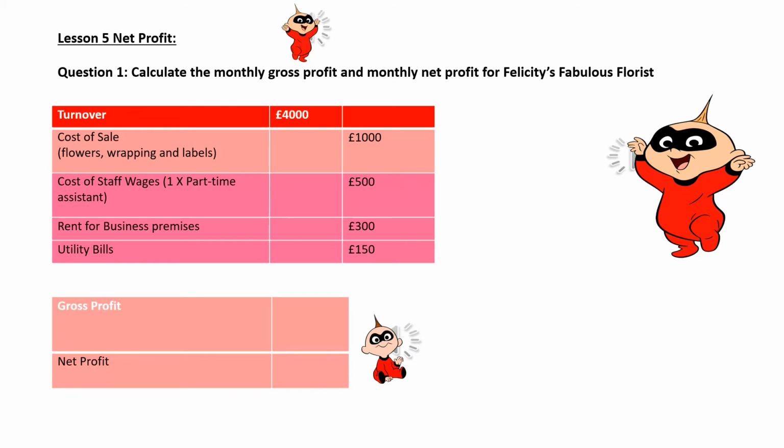Net profit. Net profit is gross profit, so you need that first number minus expenditure. Now, because Baby Jack's having a bit of a soft moment, he's actually made sure that the numbers are coloured in a pink colour for you to add up. So you need to make sure you take the gross profit and minus the total number of expenditure, and that'll give you your net profit.